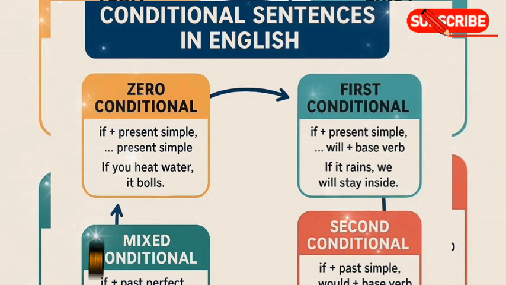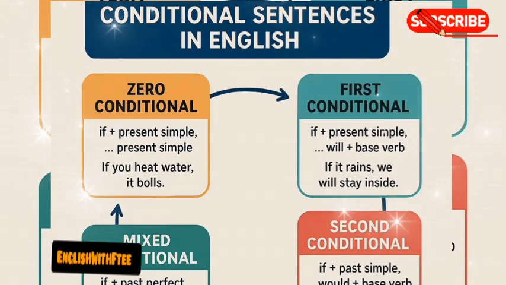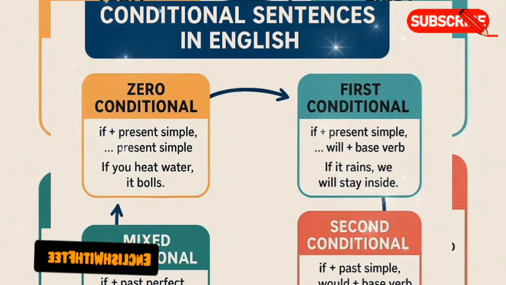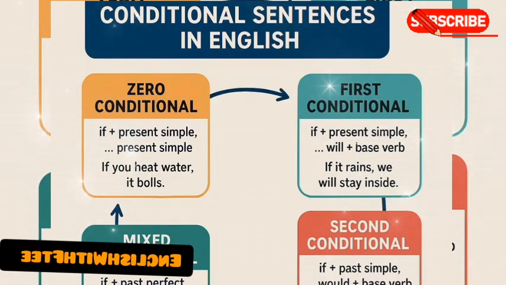Examples of first conditional sentences. If it rains, I will stay at home. If you study hard, you will pass the exam. If I see her, I will say hello.